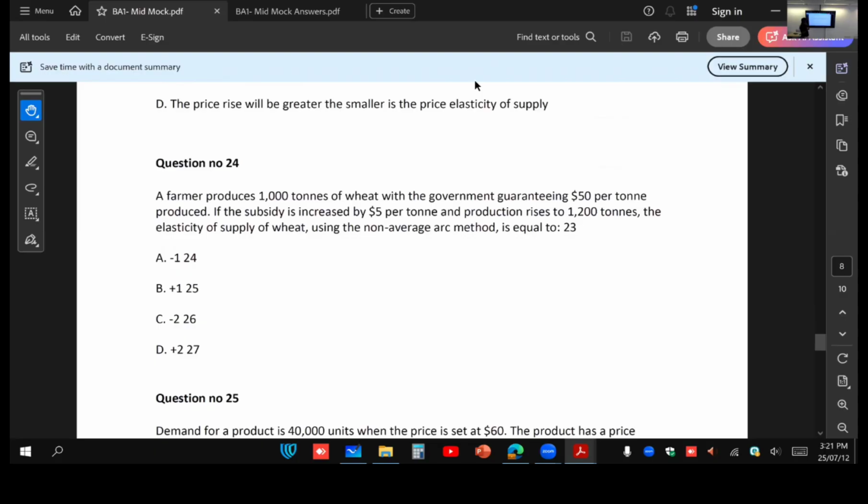24 is calculation of this price elasticity of supply.